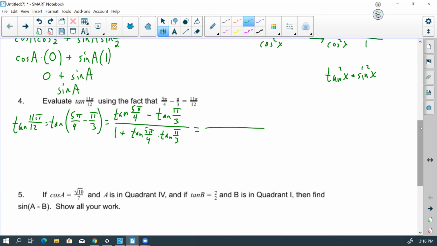Well, the tangent of pi over 4 is 1. The tangent of pi over 3 is rad 3. So you get this value. That last fraction is the tangent of 11 pi over 12. But we want to get rid of that radical, so I'm going to multiply by the conjugate.